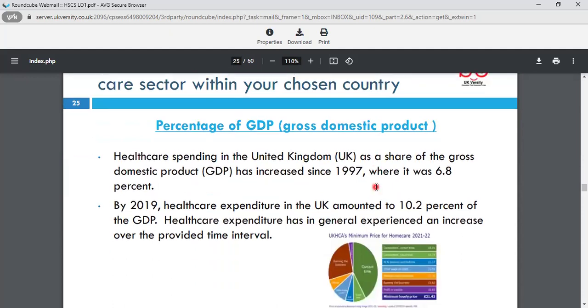And then the percentage of GDP. So healthcare spending in the UK as a share of GDP, or gross domestic product, has increased since 1997. It was 6.8% earlier, and now, in 2019, it amounted to 10.2%, which is a huge rise. So healthcare expenditure has in general experienced an increase in the overall time interval.